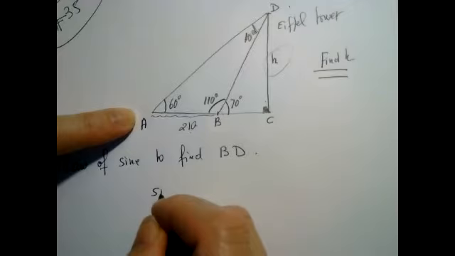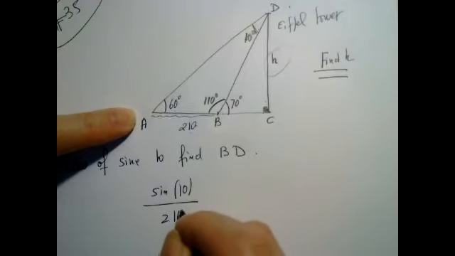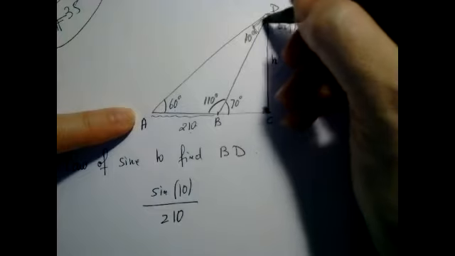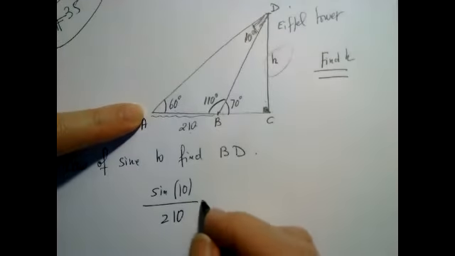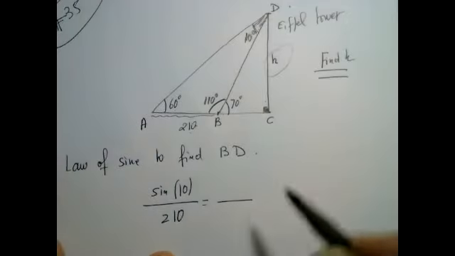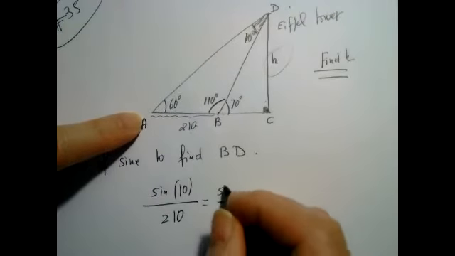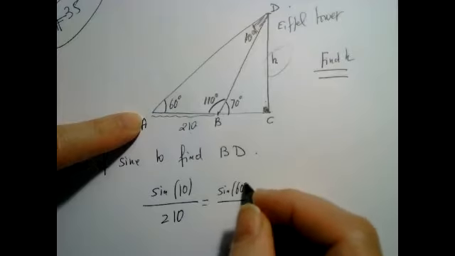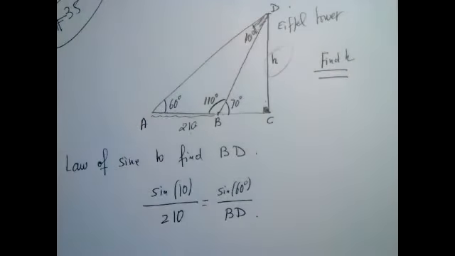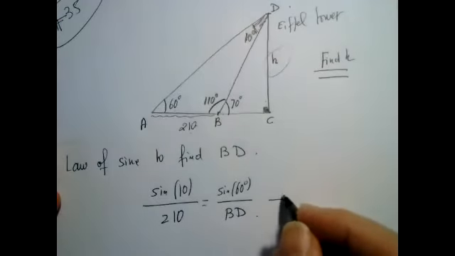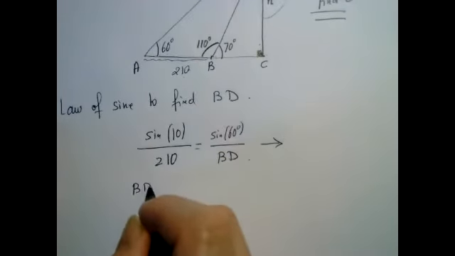So sine of 10 over 210. Every time I have an angle and the side opposite to it, the law of sine is adequate because I can set it up. Now I want BD, so I need the sine of 60 over BD. I'm just going to call it BD because that's exactly what we need. Very good. So now we cross multiply and I will get BD.